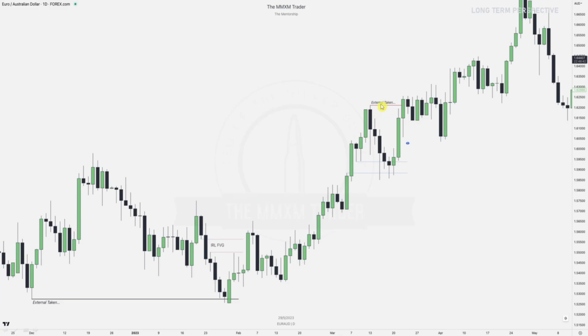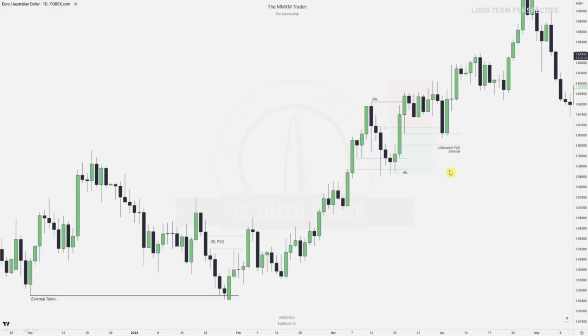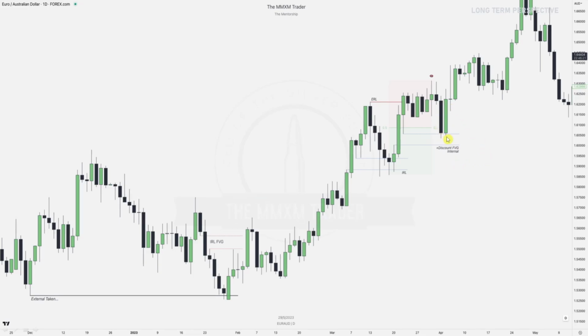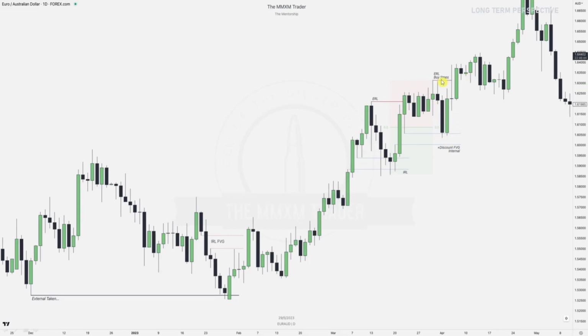Again, we go from external to internal and then from internal back to external. So internal range liquidity, this fair value gap, and might I just add, we don't know what the weekly is doing, right? And the monthly, and we don't know what the seasonal tendency is, and we can still determine our draw on liquidity this way. Discount fair value gap has been hit. Now where do we go? External once again, right? So from down here all the way to up here, it is all it is doing. It's going from external to internal, back to external, right?